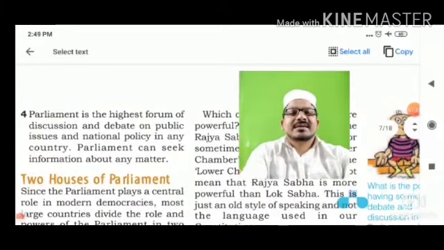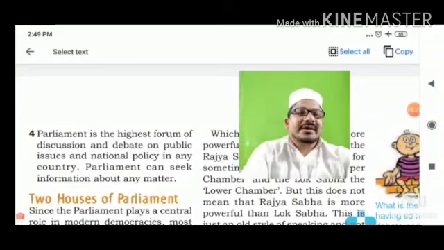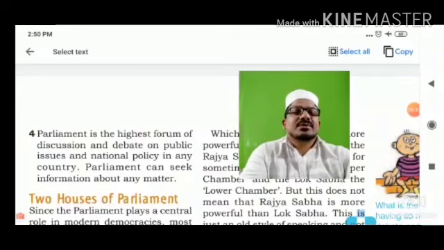And one important thing we have to remember in our mind is that all the members of parliament are actually the representatives of the people. The members of parliament are actually taking part in lawmaking on behalf of the people. I hope you have understood the concept of parliament very clearly.